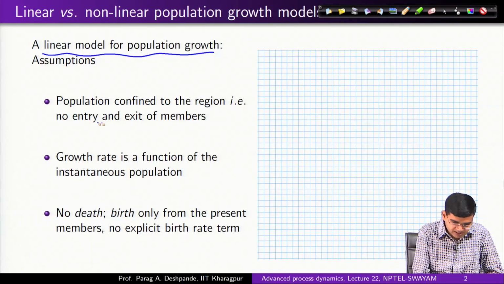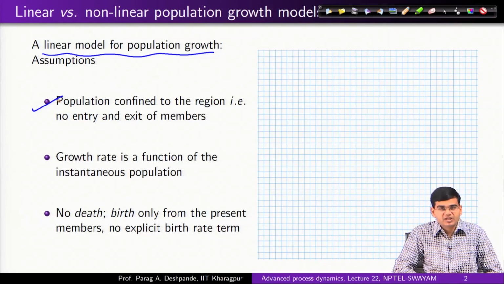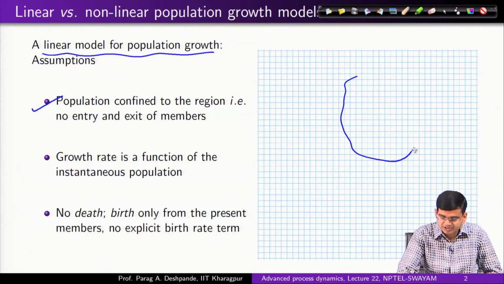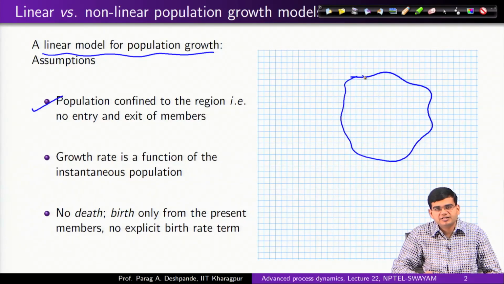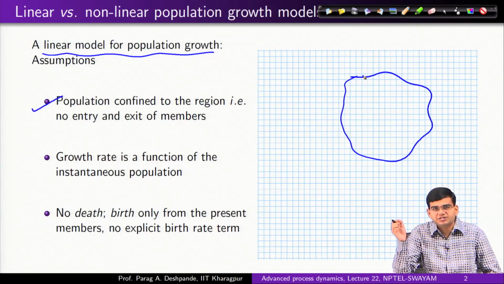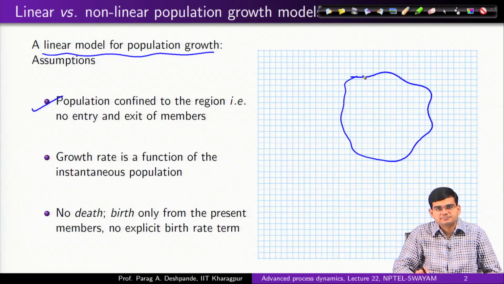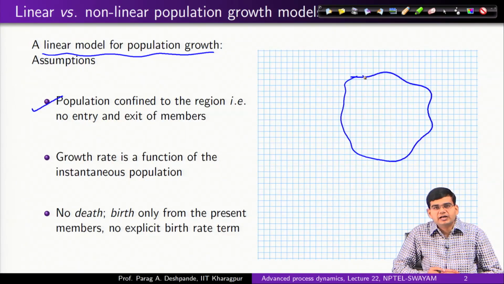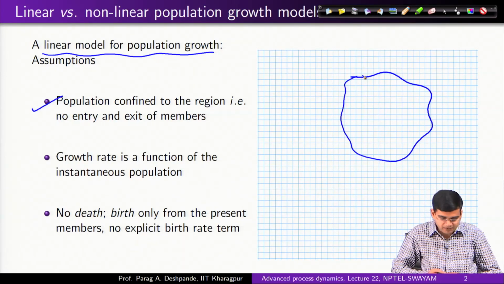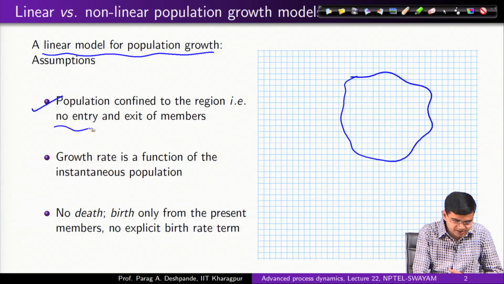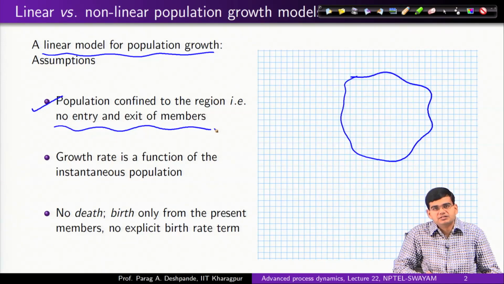The population is confined to a region. So, let us say I have a petri dish and I am putting my culture in the petri dish. I am not taking anything out from the dish, I am not also adding anything to the dish. Or I have a forest, a confined region, the deer are not allowed to escape the forest, or no additional deer comes from any other forest, for example. So, the population is confined to the region, with no entry or exit of these biological members.